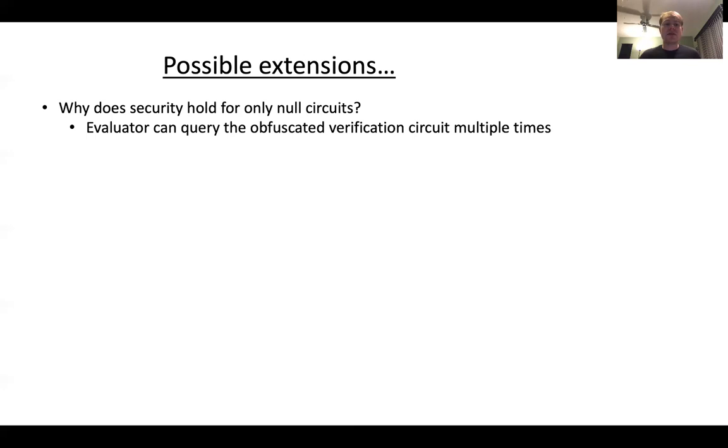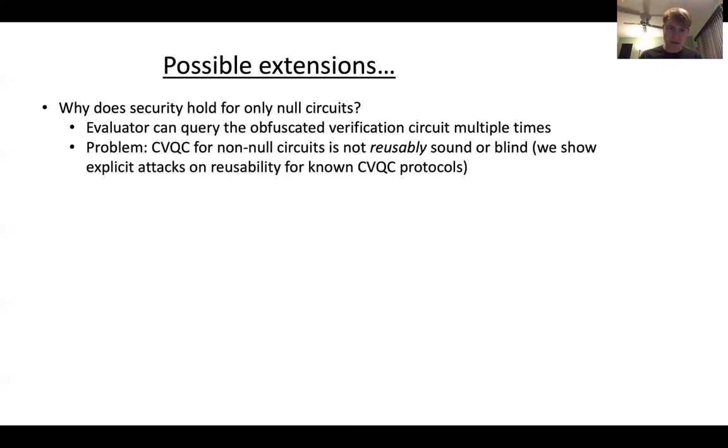Okay, so the issue is that if you think about the evaluator or the adversary in the quantum obfuscation game, they have access to the obfuscated verification circuit, which they can run multiple times, right? And so, in order to argue that this is secure, that they're not learning anything about the underlying circuit, you'd have to use the fact that the underlying CVQC is actually reusably sound and blind, meaning that a cheating prover can query the verifier multiple times and still blindness and soundness holds. So unfortunately, at least for non-null circuits, we actually show explicit attacks on the reusability of CVQC protocols. Okay, so this leads to a nice open question of whether we can construct CVQC protocols that are reusably sound and blind.